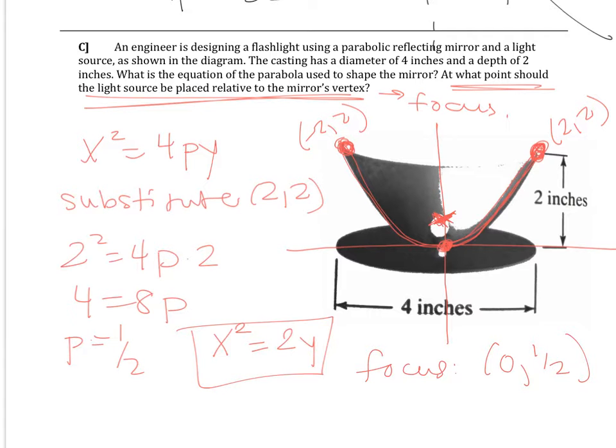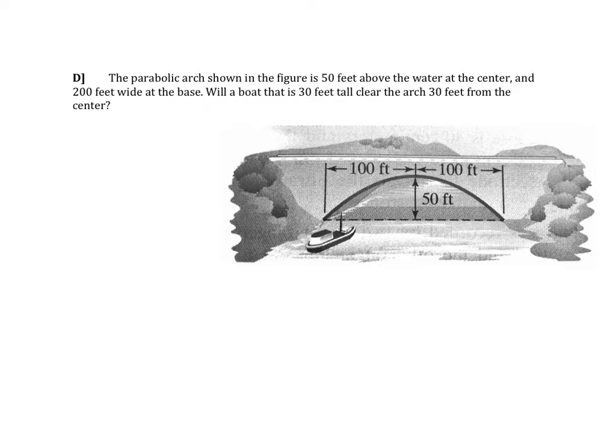Okay, let's look at one more example. Okay, one last example. The parabolic arch shown in the figure is 50 feet above the water at the center and 200 feet wide at the base. Will a boat that is 30 feet tall clear the arch 30 feet from the center?